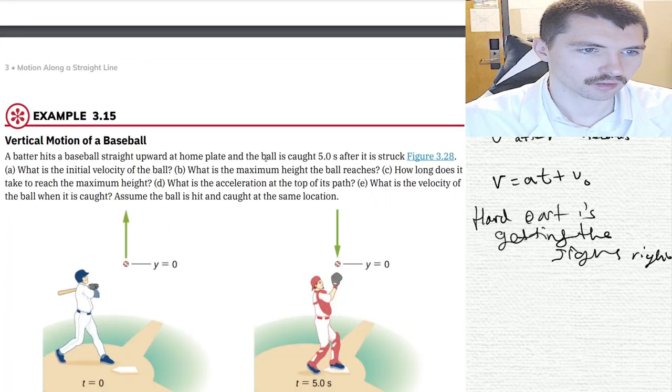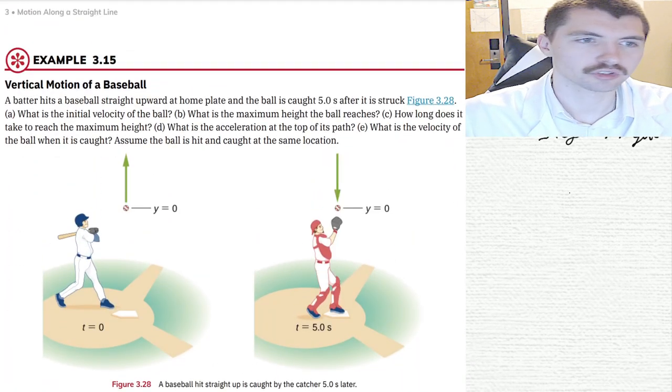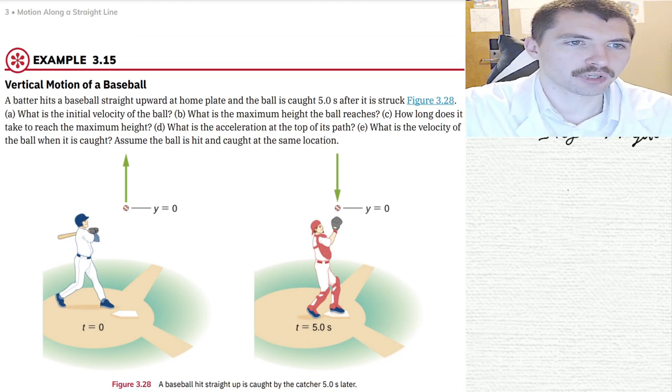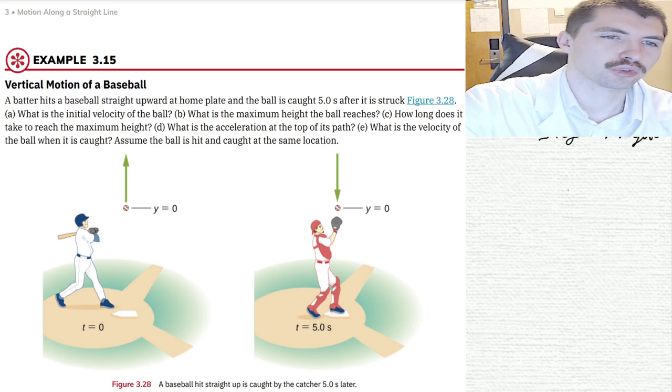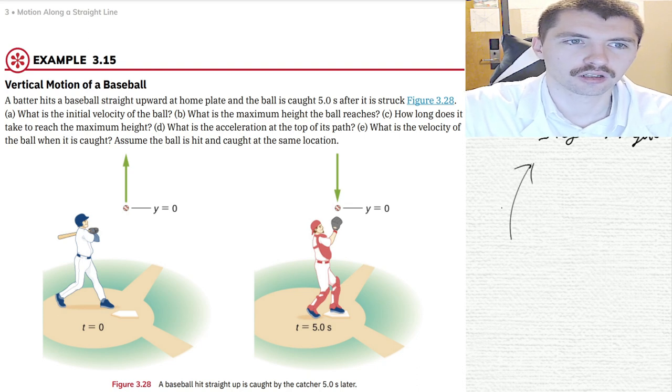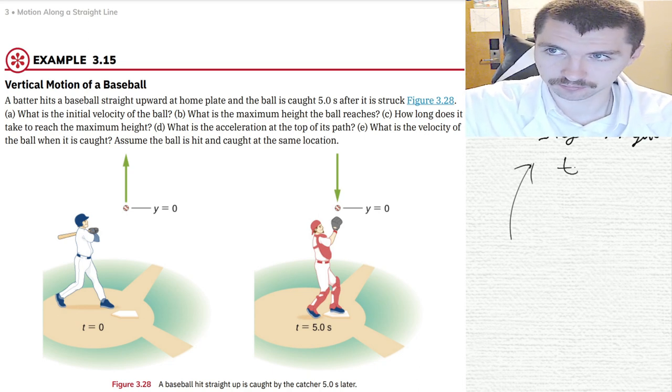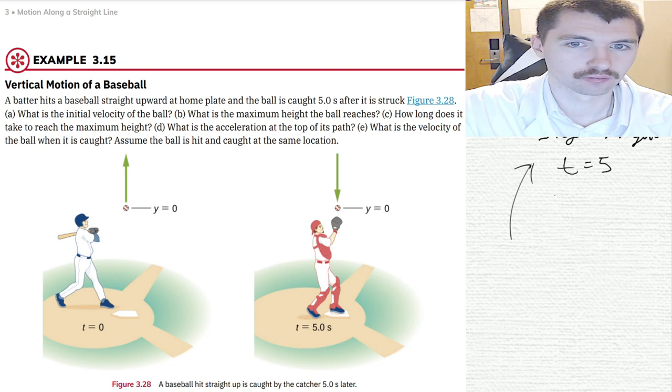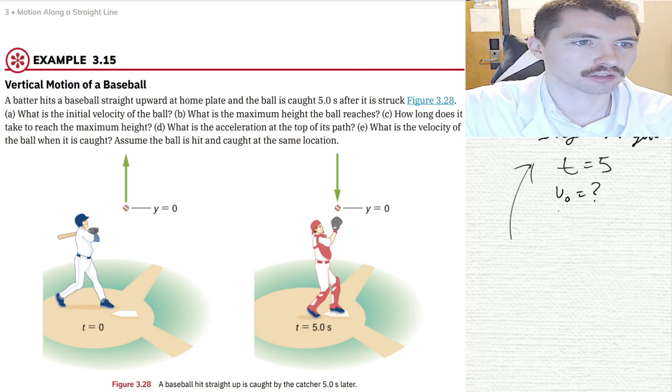Okay, we got another example. A batter hits a baseball upwards. Upwards, I think that's the keyword. So we're going up. It's caught after 5 seconds. Find the initial velocity and the maximum height of the ball.